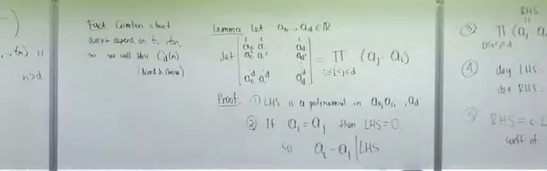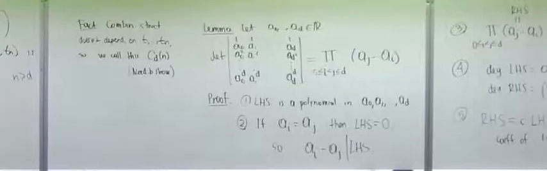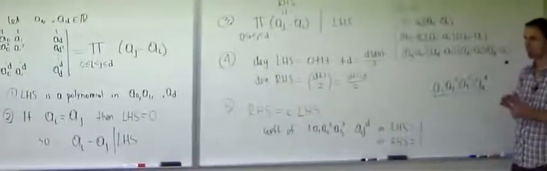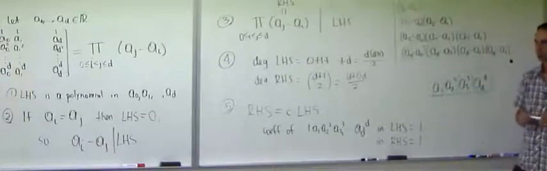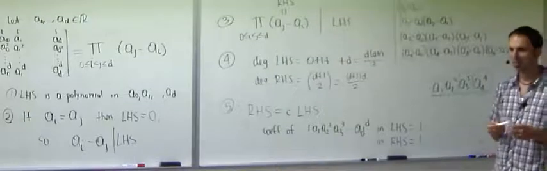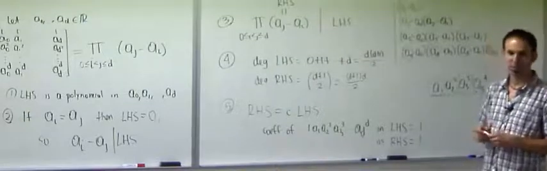How do you get this guy? You must choose this, this, and this. How do you get this guy? You must choose this and this. How do you get this? You must choose this. So there's only one choice, and it comes with a coefficient of 1. Okay, so this is 1 also. And that's why these two things are equal. I really like that. That's my favorite determinant, I think.